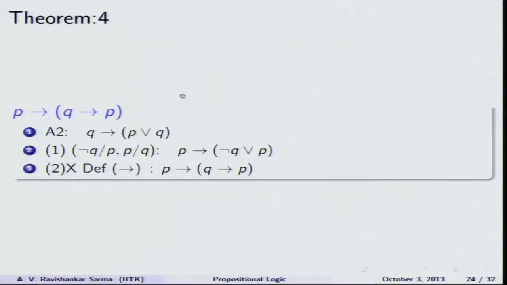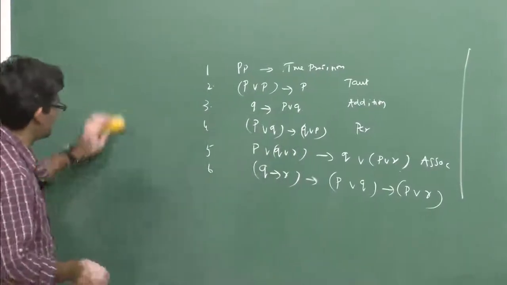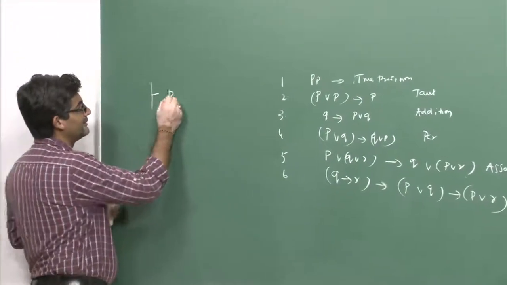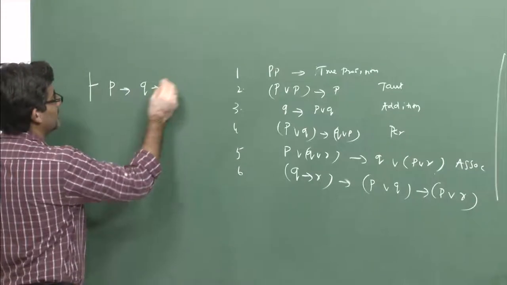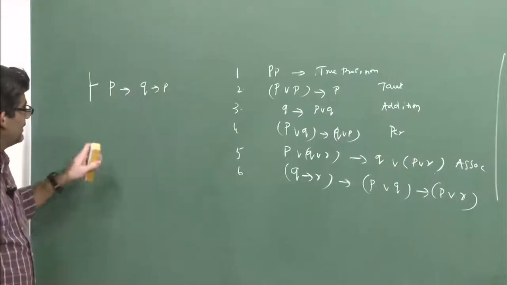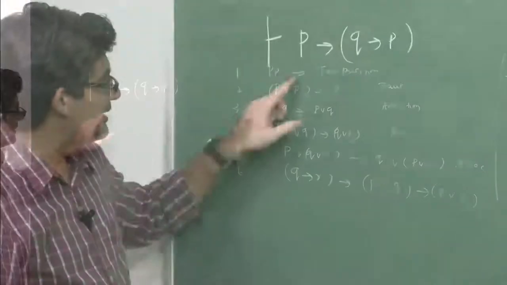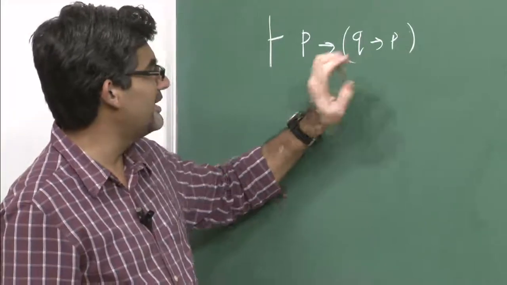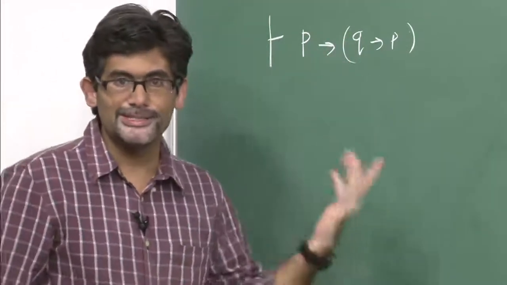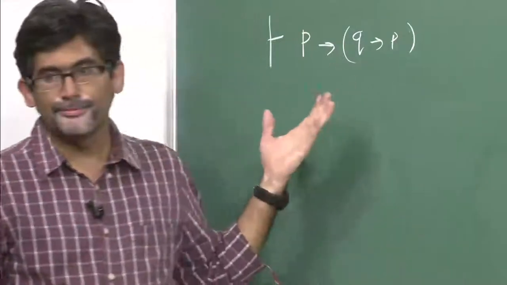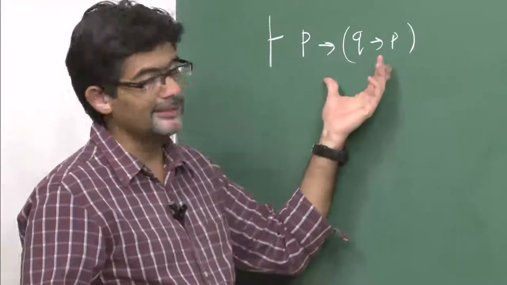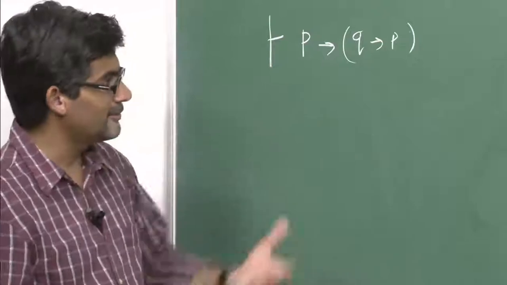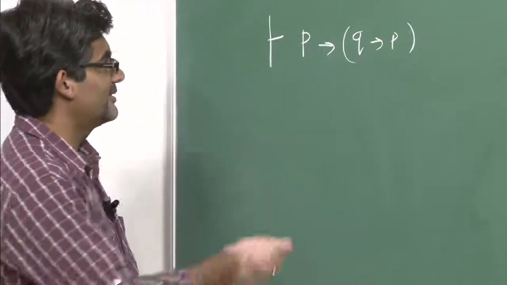The first theorem that I will be deriving is this: P implies (Q implies P). Once you write this, that means something is a theorem. This statement says that if something is true, then the truth is obtained from any proposition. This is also famously called the paradox of material implication. It is considered to be a theorem in the Russell-Whitehead system or in any given axiomatic system. The only problem with this theorem is this.